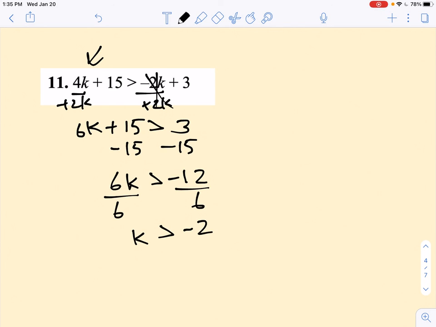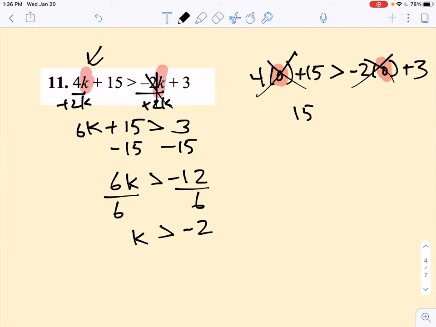So let's test this, and let's pick a number that is greater than negative 2. Let's use 0, an easy number to work with. We're going into the original inequality now: 4 times 0 plus 15 is greater than or equal to negative 2 times 0 plus 3. I have 2 places where I have variables, so I have to make sure I substitute my 0 in both of those places. These go away, and then you get 15 is greater than or equal to 3, which is a true statement. Because of that, we can trust the reliability of our answer.